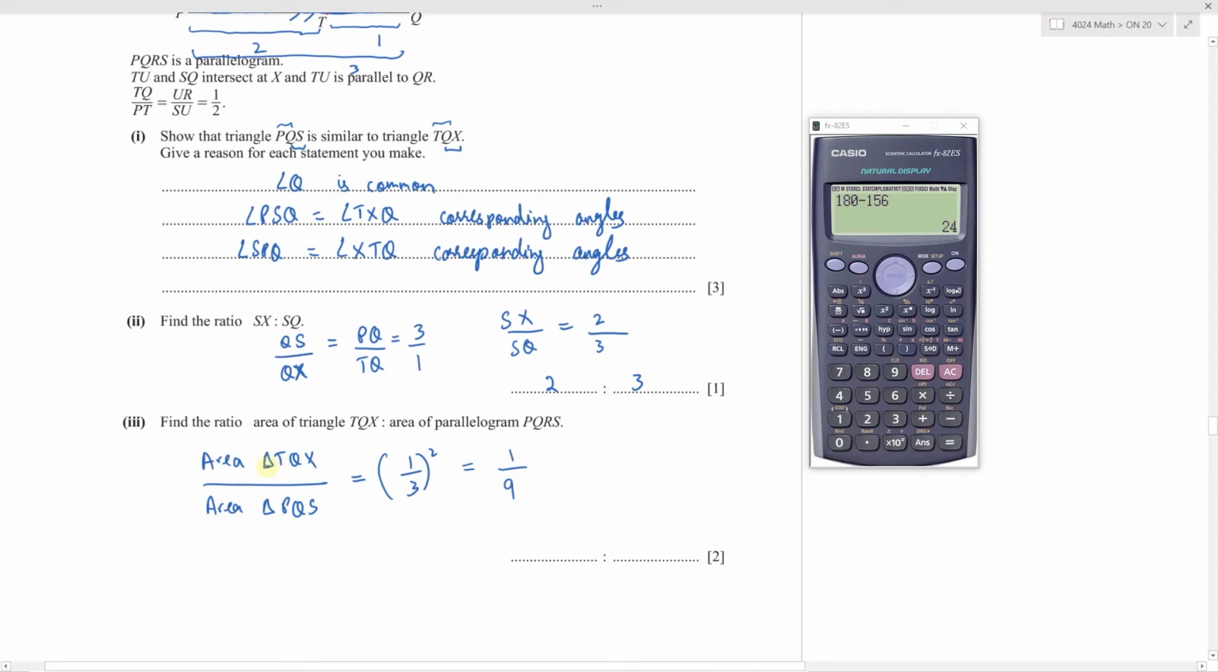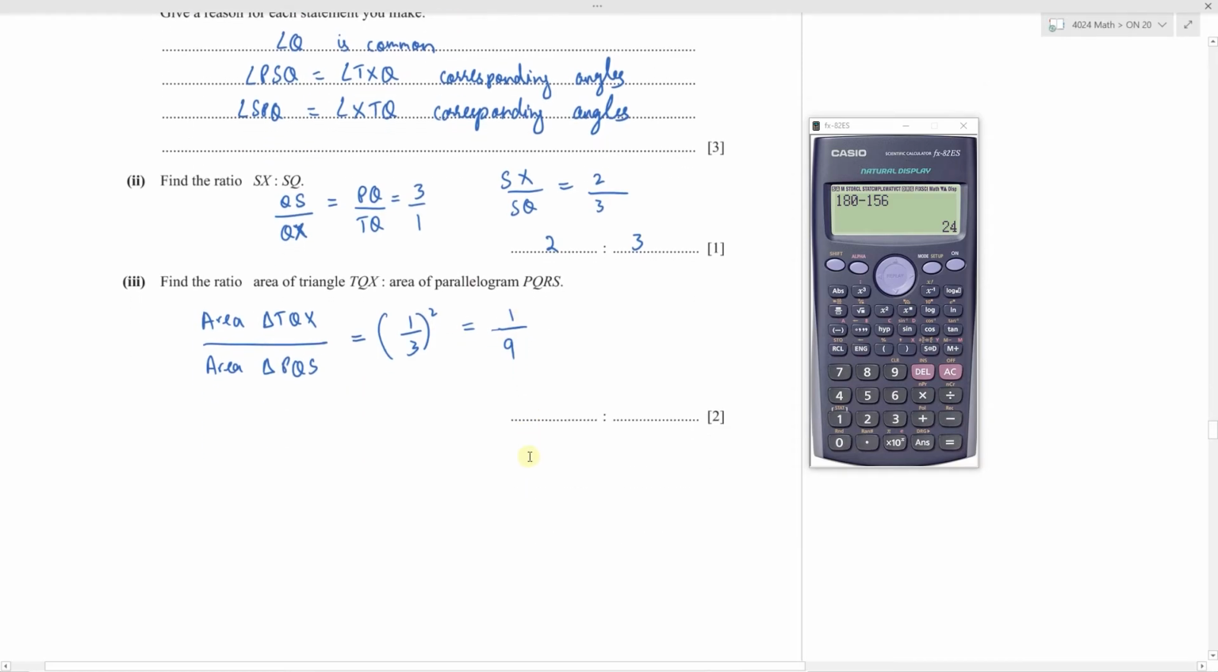So now we know that the ratio of the area of the smaller triangle to the area of the larger triangle is 1 over 9. But now we need to calculate the area of triangle TQX to the area of this parallelogram PQRS. And we know that the area of this parallelogram PQRS is simply 2 times the area of this triangle. So we have 1 over 9 multiplied by 2 to get the area of the parallelogram. So this will be 1 over 18, which is 1:18 here.